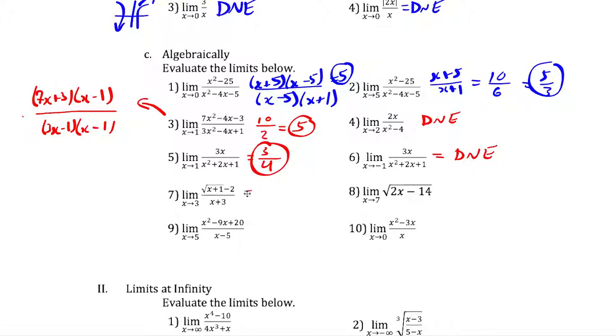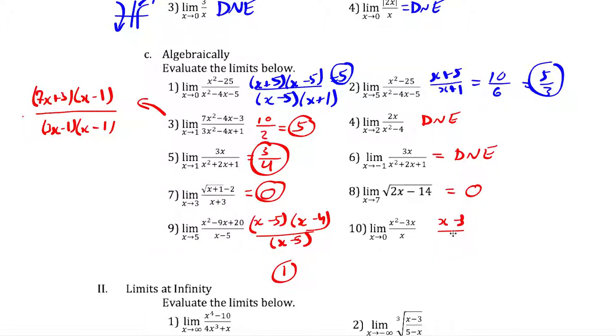Here, plugging in 3, we have the square root of 4, which is 2, minus 2, which is 0. So we just get 0 over 6, which is 0. Here I get the square root of 0, which is 0. Here I can factor this to be (x minus 5) times (x minus 4) over (x minus 5). And the x minus 5s cancel, so I get 1 when I plug that in. And here I can factor this to be (x minus 3) times x over x. The x's cancel out, so I get negative 3.